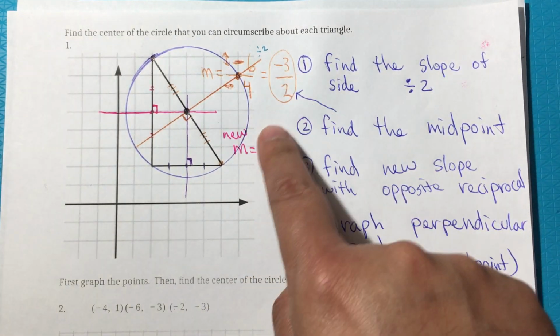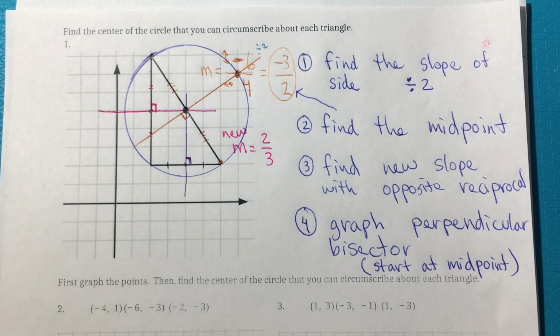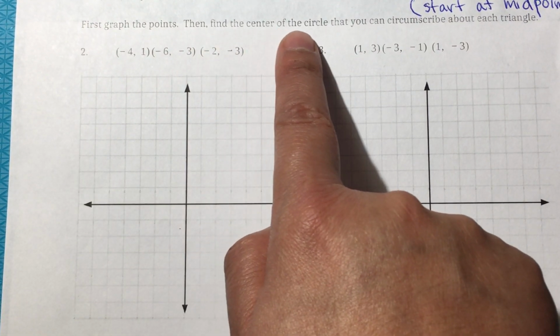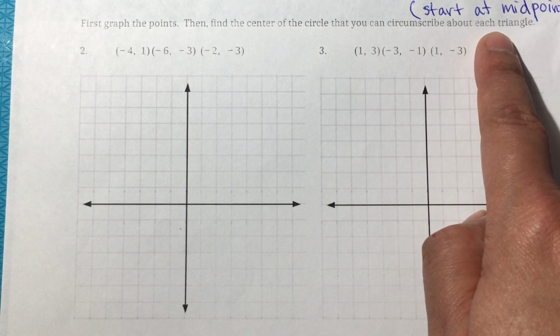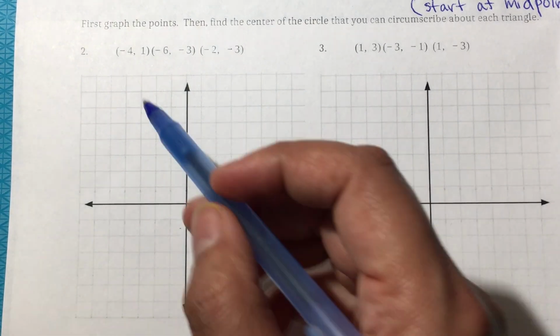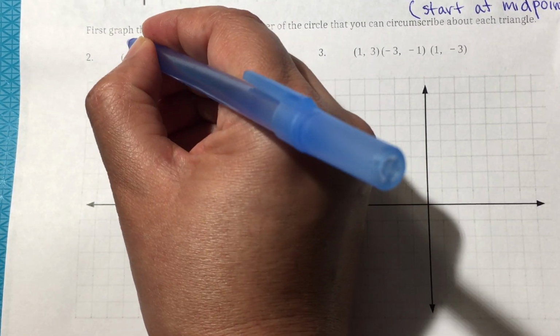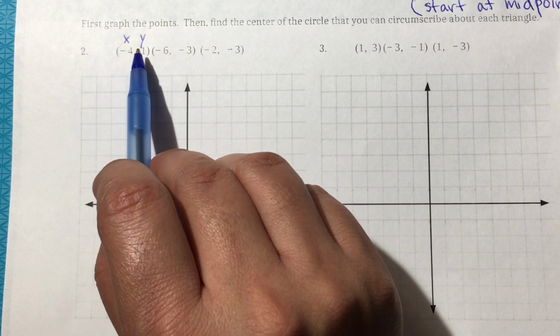You have to be very careful with these steps because that will definitely move your point somewhere else. For the next ones, it says first graph the point, then find the center of the circle that you can circumscribe about each triangle. Draw the triangle by finding those vertices. So -4, 1. In here, remember that first you graph x, which is to the sides, and then y.